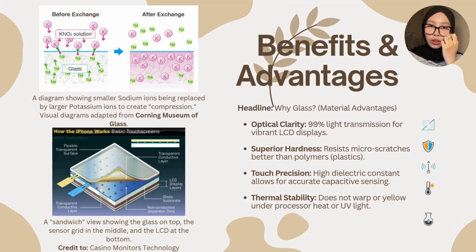Without further ado, let's move on to the benefits and advantages. When looking at why we use glass over alternatives like plastic, the main reason is optical clarity. It allows colors to stay vibrant. More importantly, from a material science perspective, glass has a high dielectric constant, which is what makes your touchscreen feel actually responsive. Unlike plastic, it also won't warp when your phone gets hot.